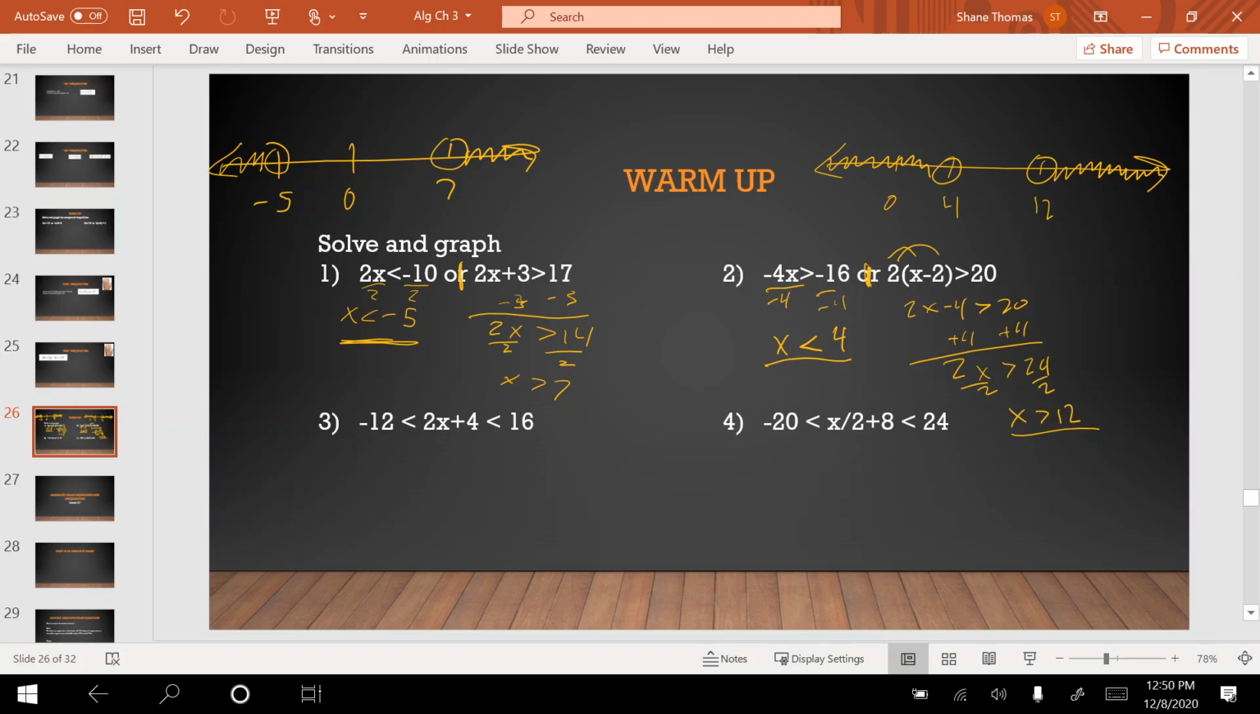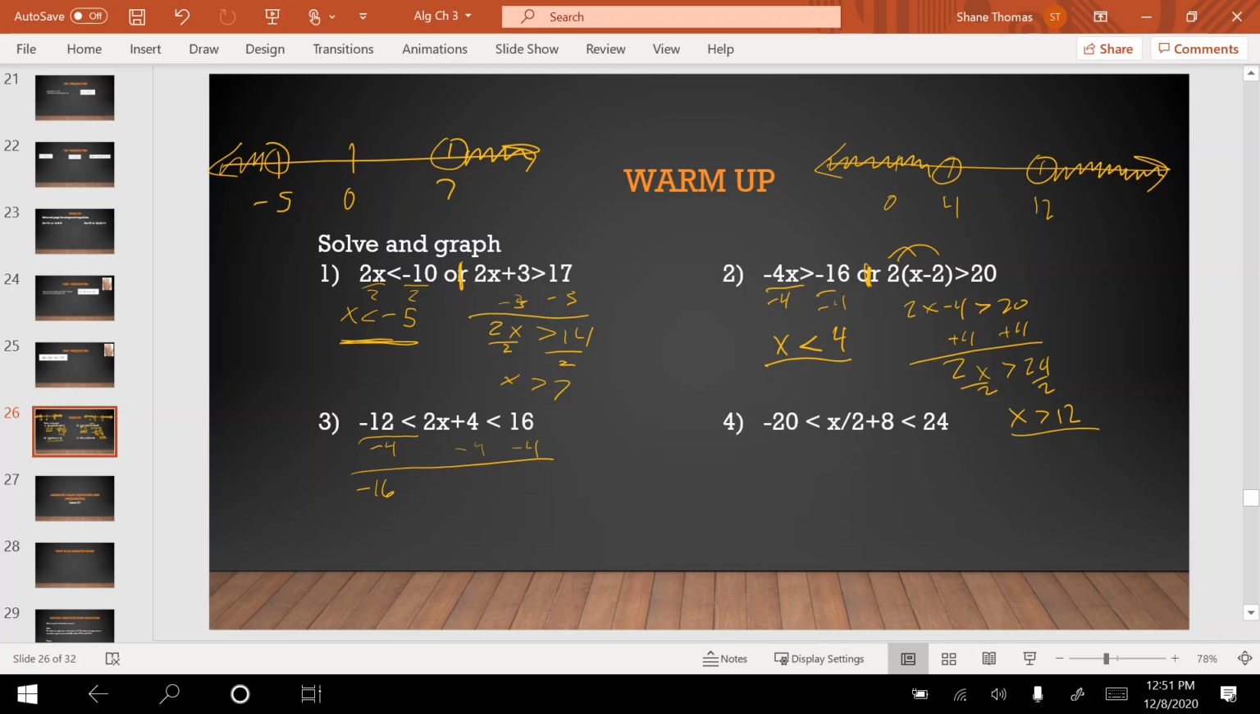All right? Now the ANDs. The ANDs, I would cover up your -12 less than. So I would cover up this first part here. So what would you have to do? Well, you have to subtract a 4. Subtract a 4 both places. Lift your hand. Subtract it here as well.